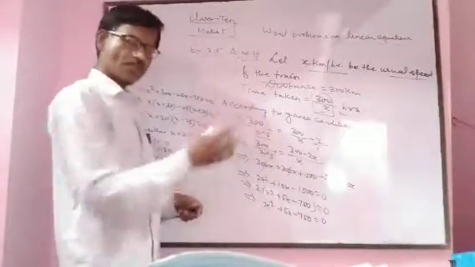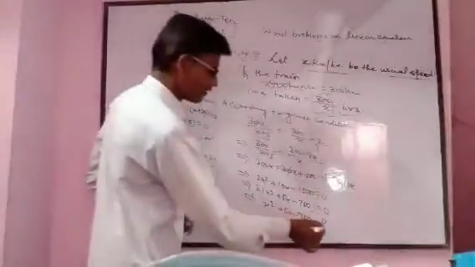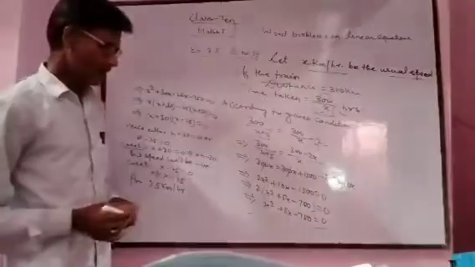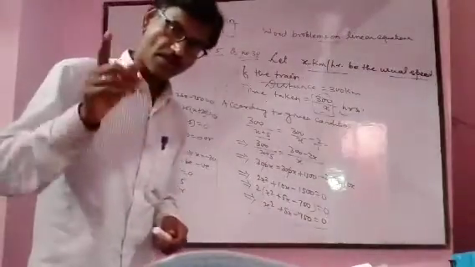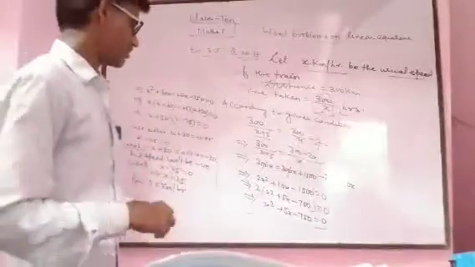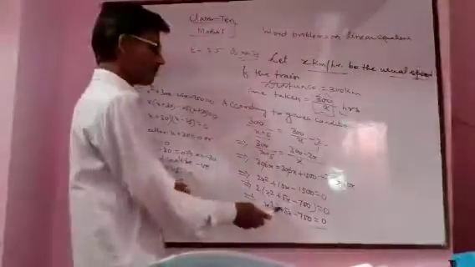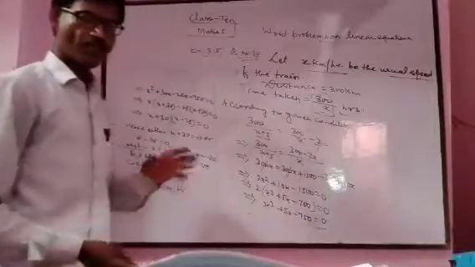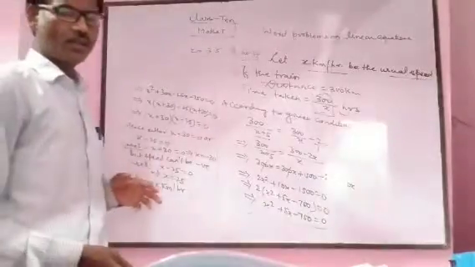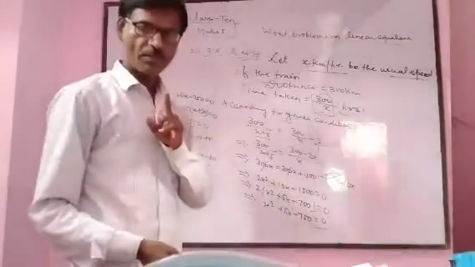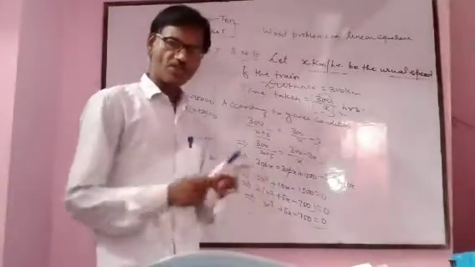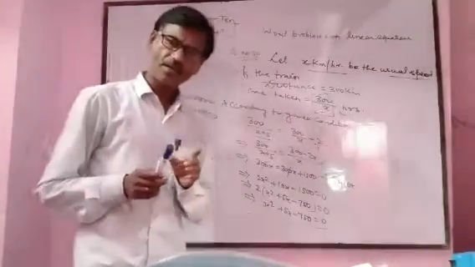We simplify this equation, and after simplification we get a quadratic equation, not a linear equation but a quadratic equation. It is x square plus 5x minus 750 is equal to 0. The equation has only one variable and the degree of the equation is 2, means it's a quadratic equation.